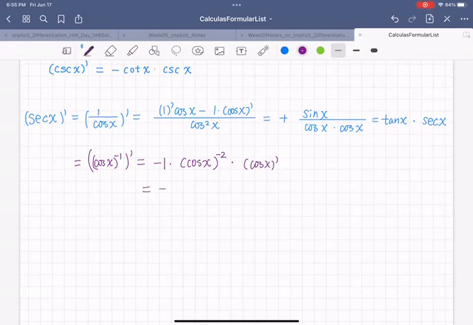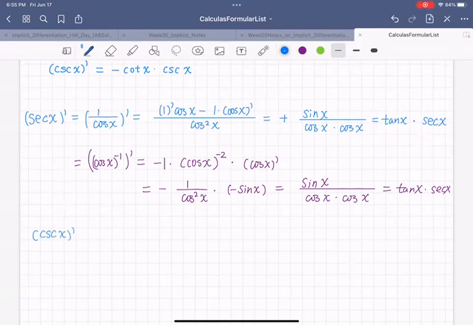Excellent. So this is negative 1 over cosine squared x. Cosine x's derivative is negative sine, so this gives you sine x over cosine x and then cosine x. That's why you have tangent x times secant x. There you go. Make sense? Yeah. Okay. Next one.